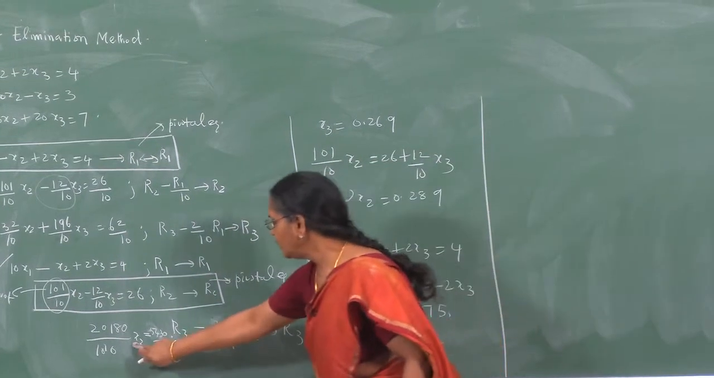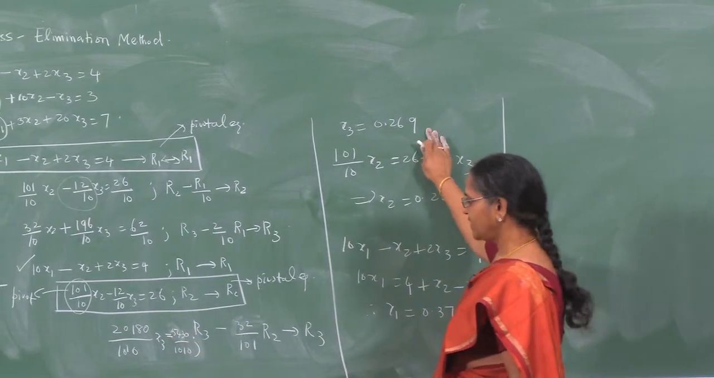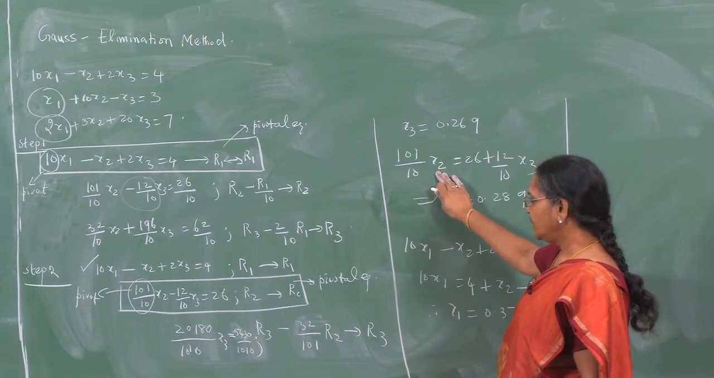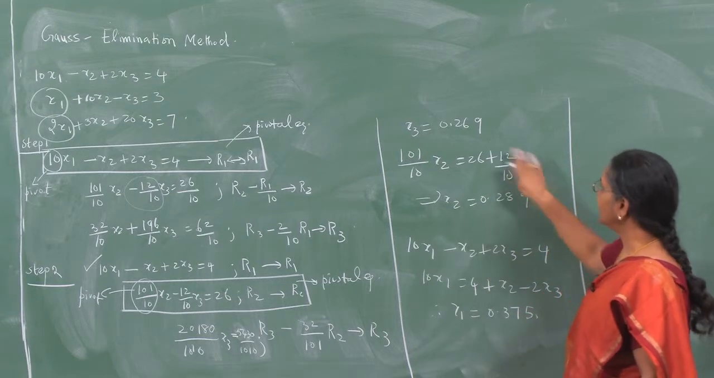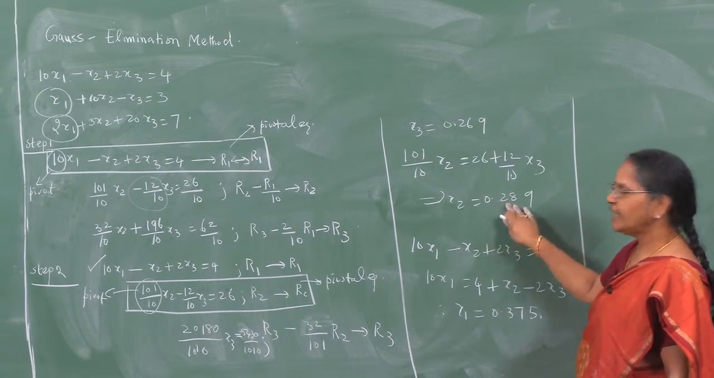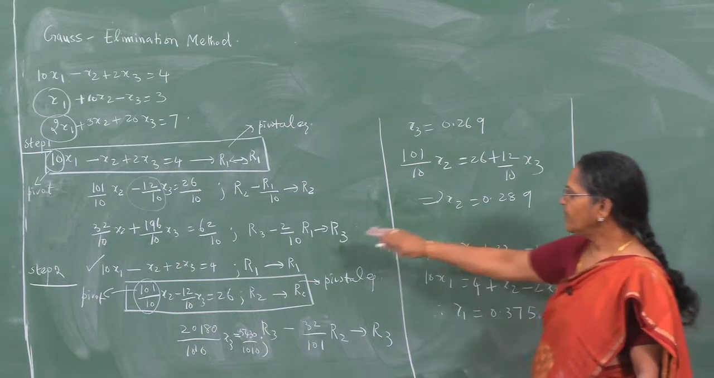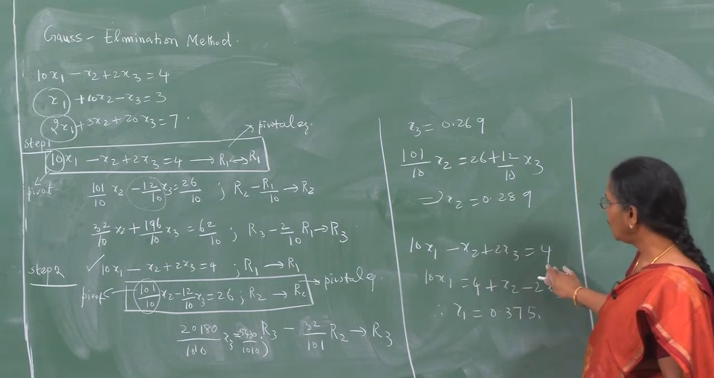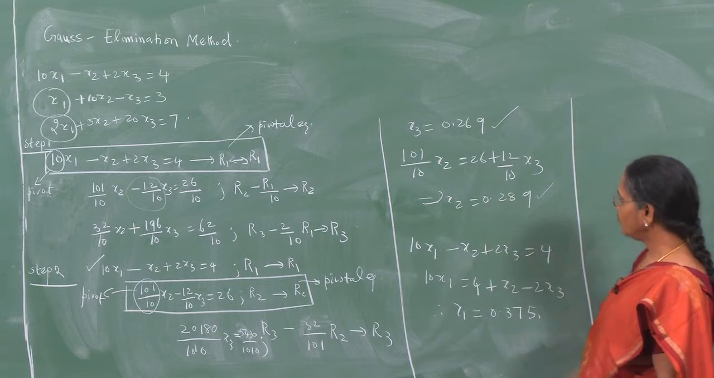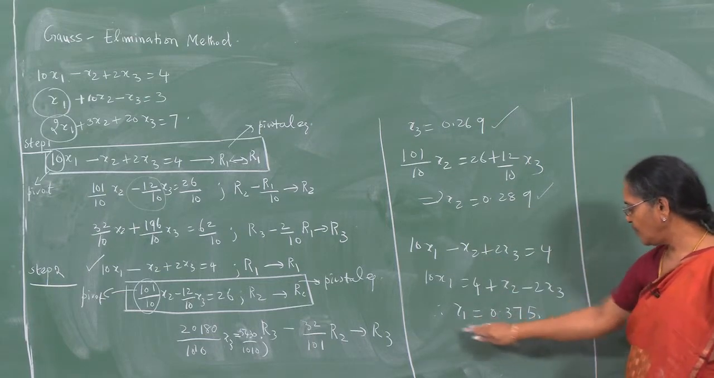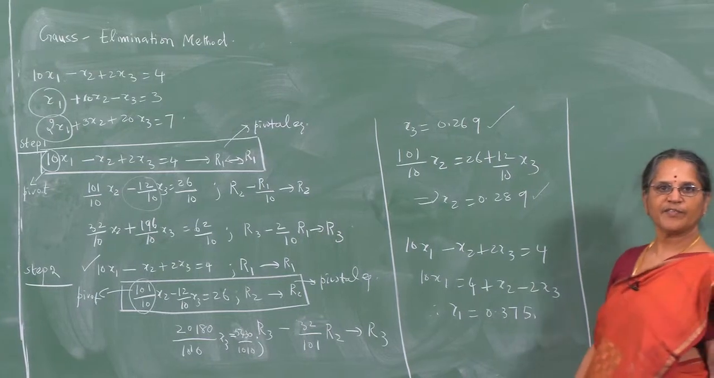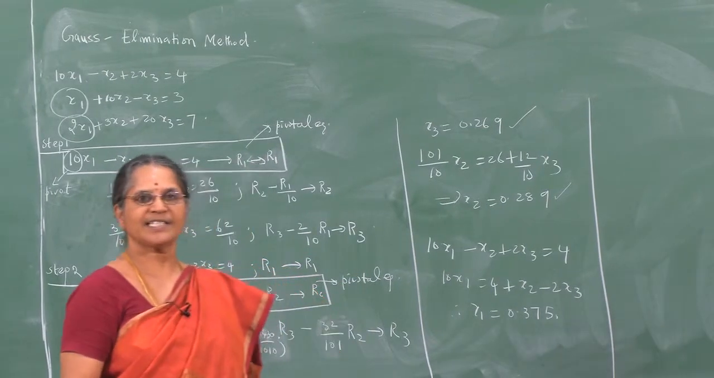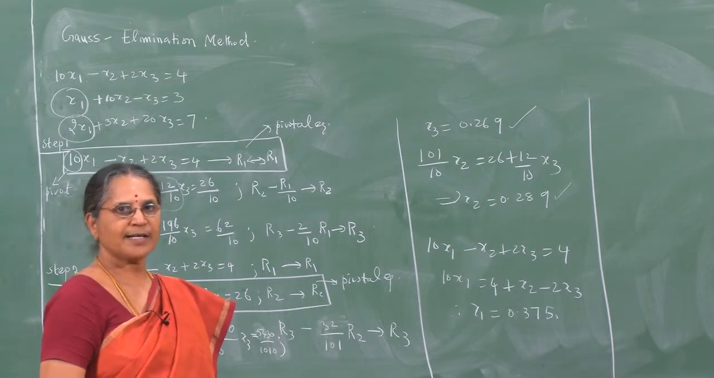So, the last equation gives you x3 as 0.269. The last but one equation gives you 101 by 10 x2 is 26 plus 12 by 10 x3. So, substitute for x3 and simplify and get what x2 is. And the first equation tells you 10 x1 minus x2 plus 2 x3 is 4. We already have computed x2 and x3, substitute and solve for x1, that gives you 0.375. So, you have been able to obtain the solution to the system of equations by Gauss elimination procedure.